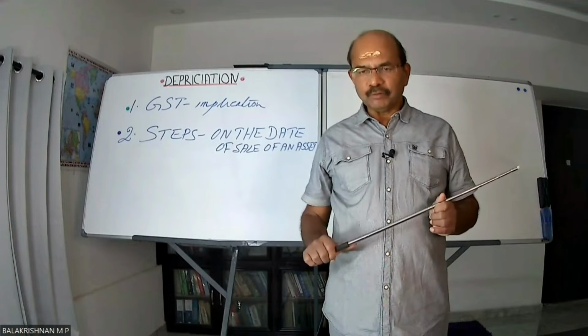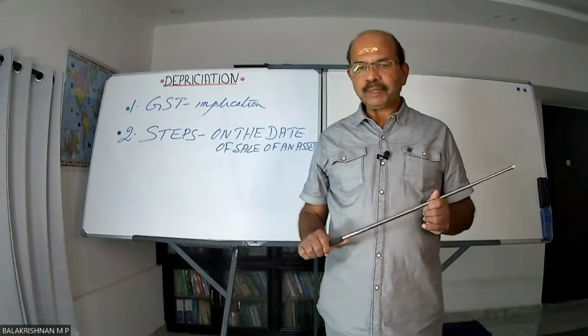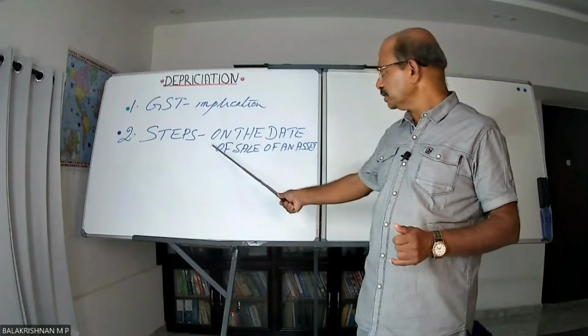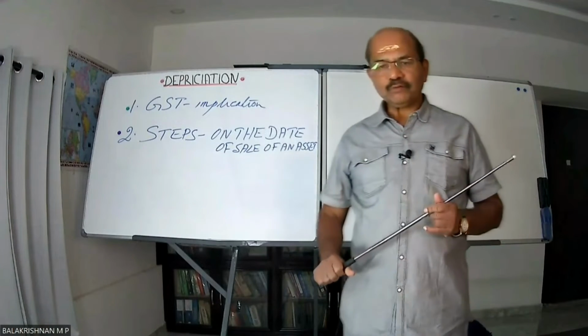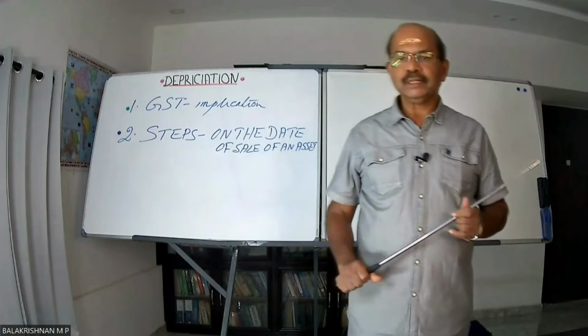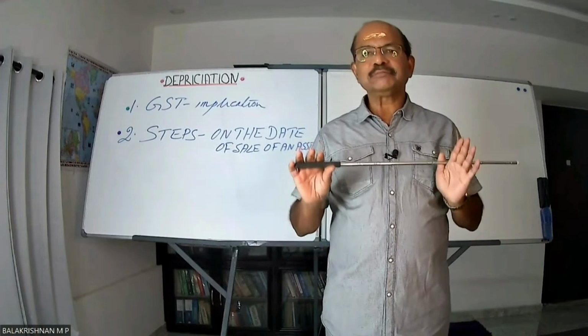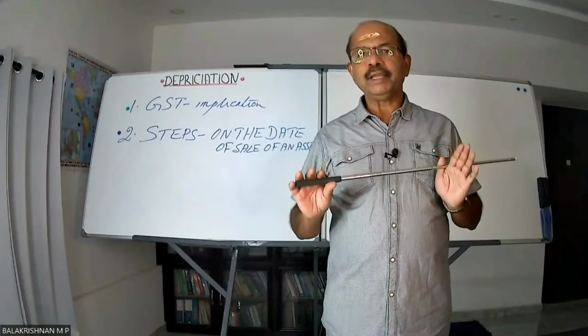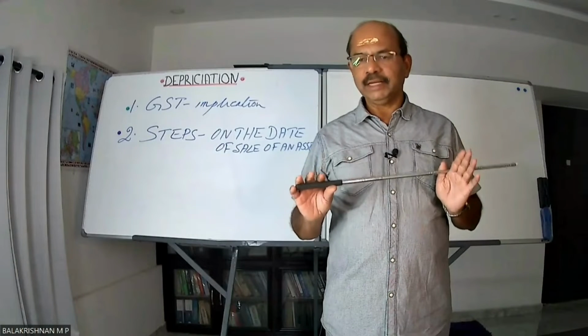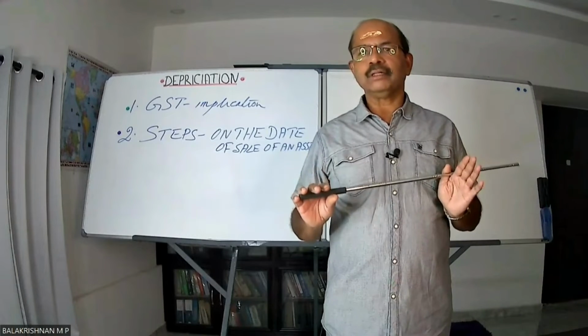However, before that, just keep in mind thoroughly these very important steps. Steps on the date of sale of an asset. There are 3-4 steps. Step number one, ascertain the current year's depreciation in respect of the item sold and make an entry for the same. What will be the entry? I'll be telling later on.